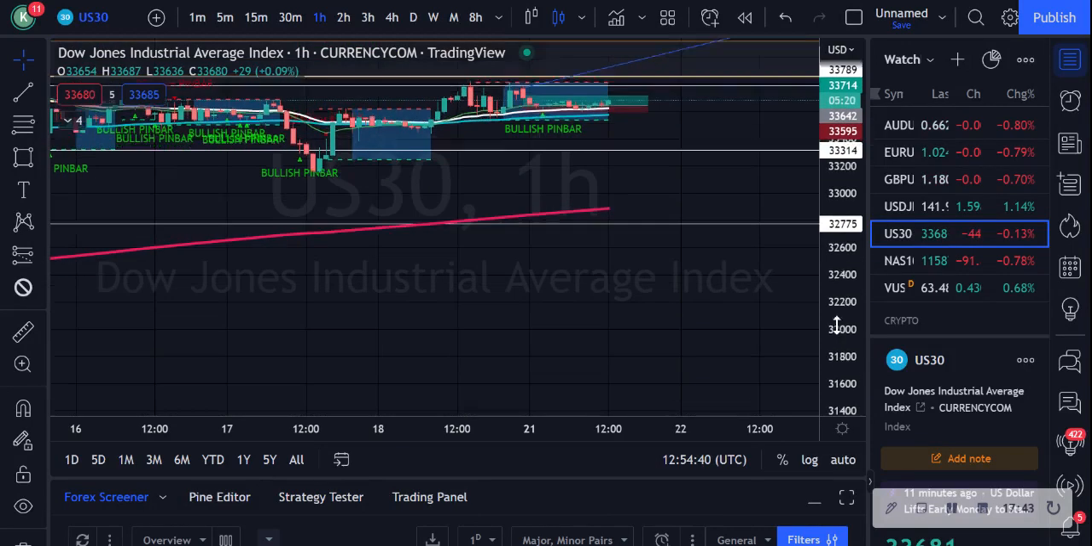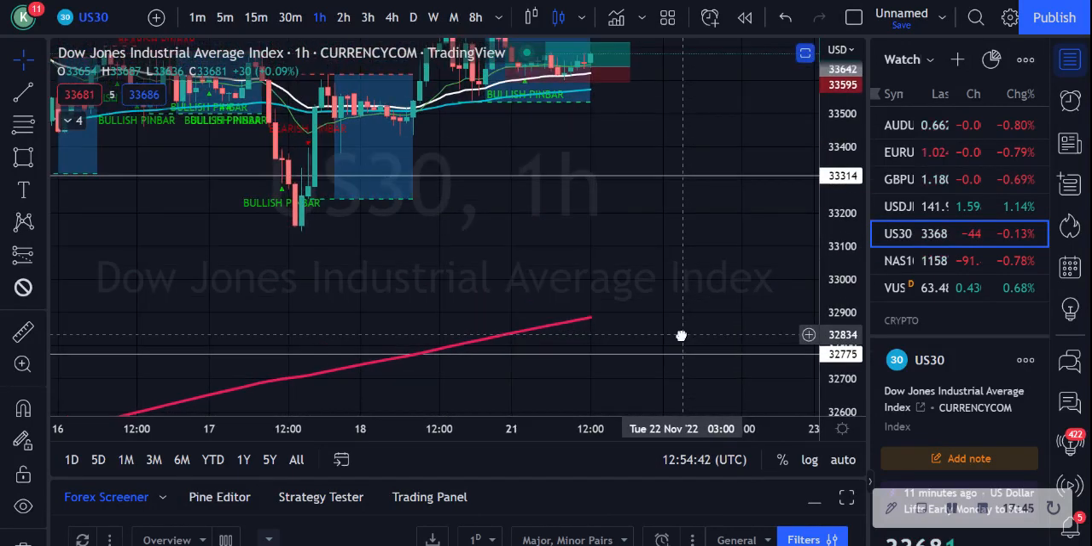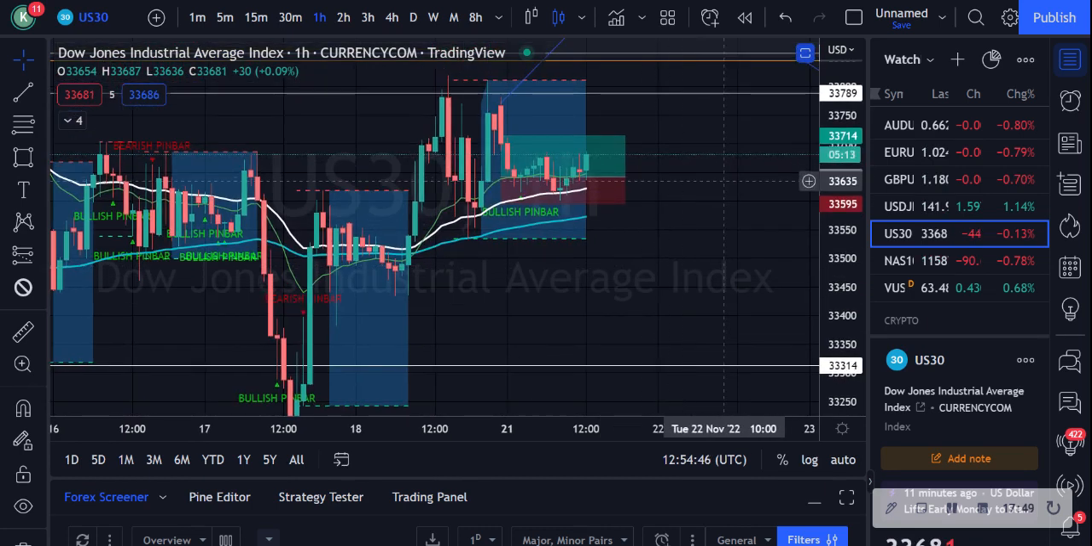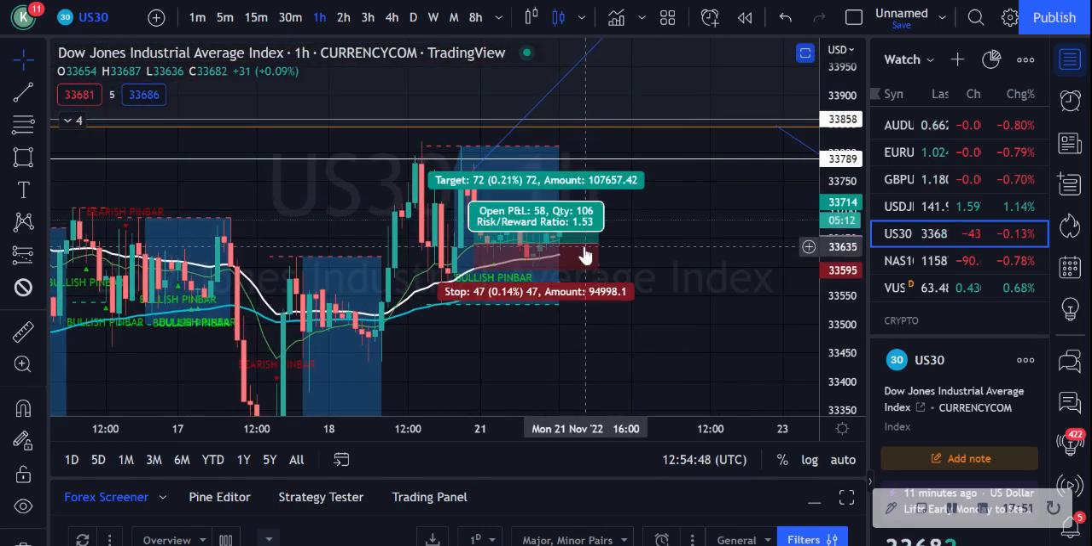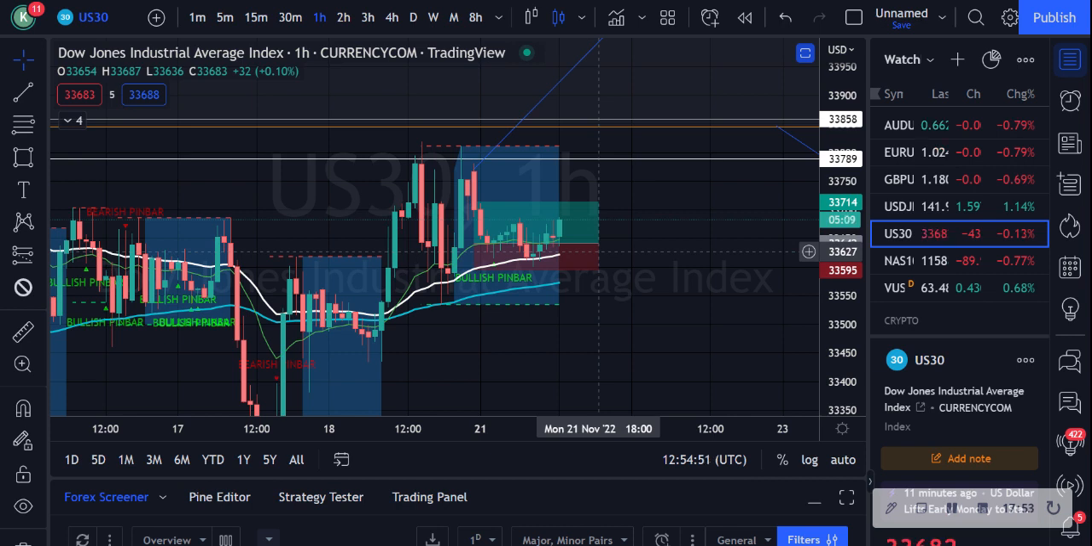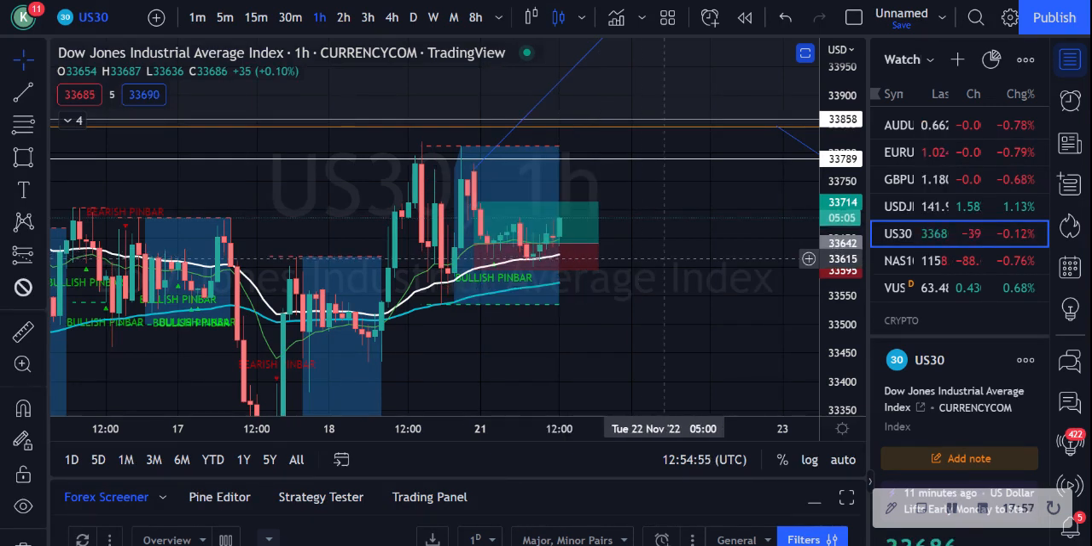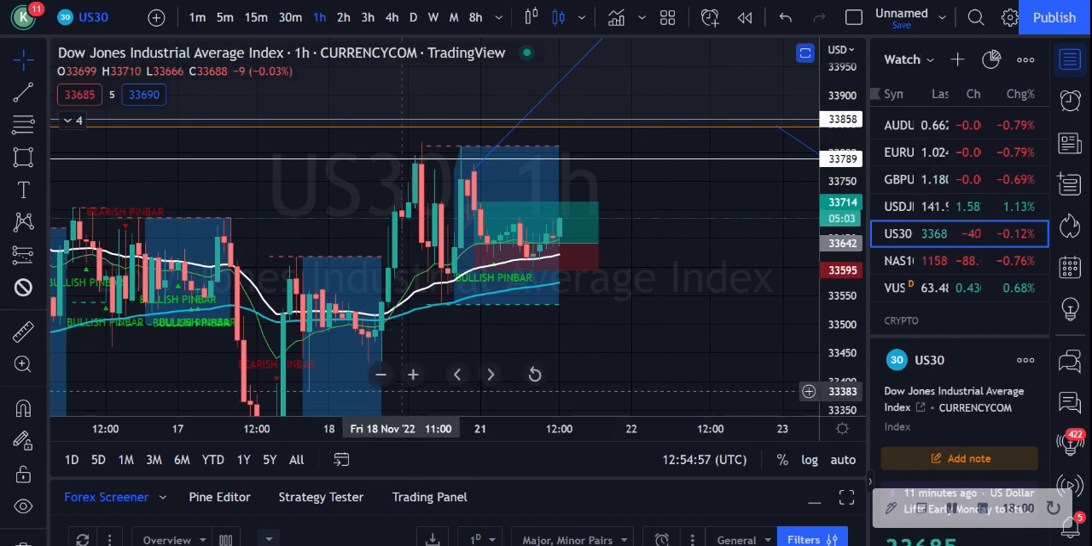Just gonna look back at my trades. So I show you guys where I am with the trade. I'm still very much in positive, and it's still going up. So I'm just gonna let it ride. I've got a 1:1.53 risk to reward ratio. Gonna let it ride up. Possibly will hit my profit target, hopefully, and I'm out of the trade.